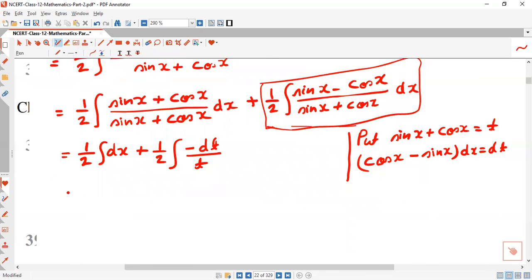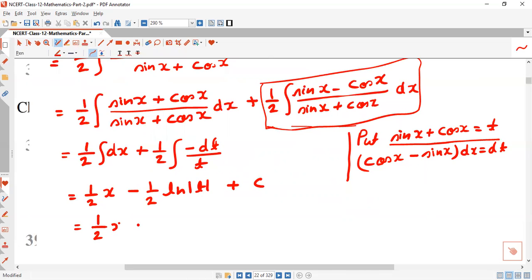We are taking the integrations. We are getting half x minus, but this minus comes out, minus 1 by 2 log mod t plus some constant c. Now put the value of t equal to sin x plus cos x. So half x minus half log mod sin x plus cos x plus some constant c. This will be the answer of the question.